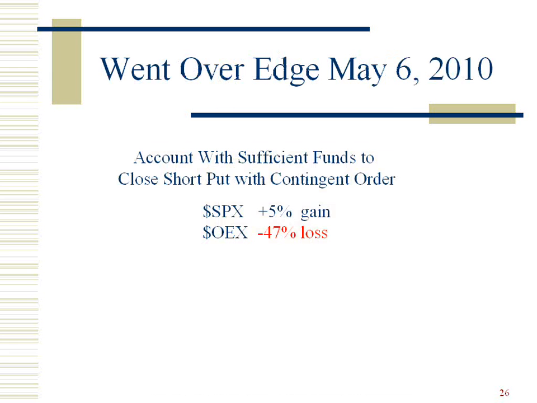For the two trades that I just showed you, for accounts that had sufficient funds that they could close the short put with their contingent order, it worked out like we planned our strategy, and we ended up with about a 5% gain by executing that method. But the OEX position ended up with a minus 47% loss just because the market rebounded.